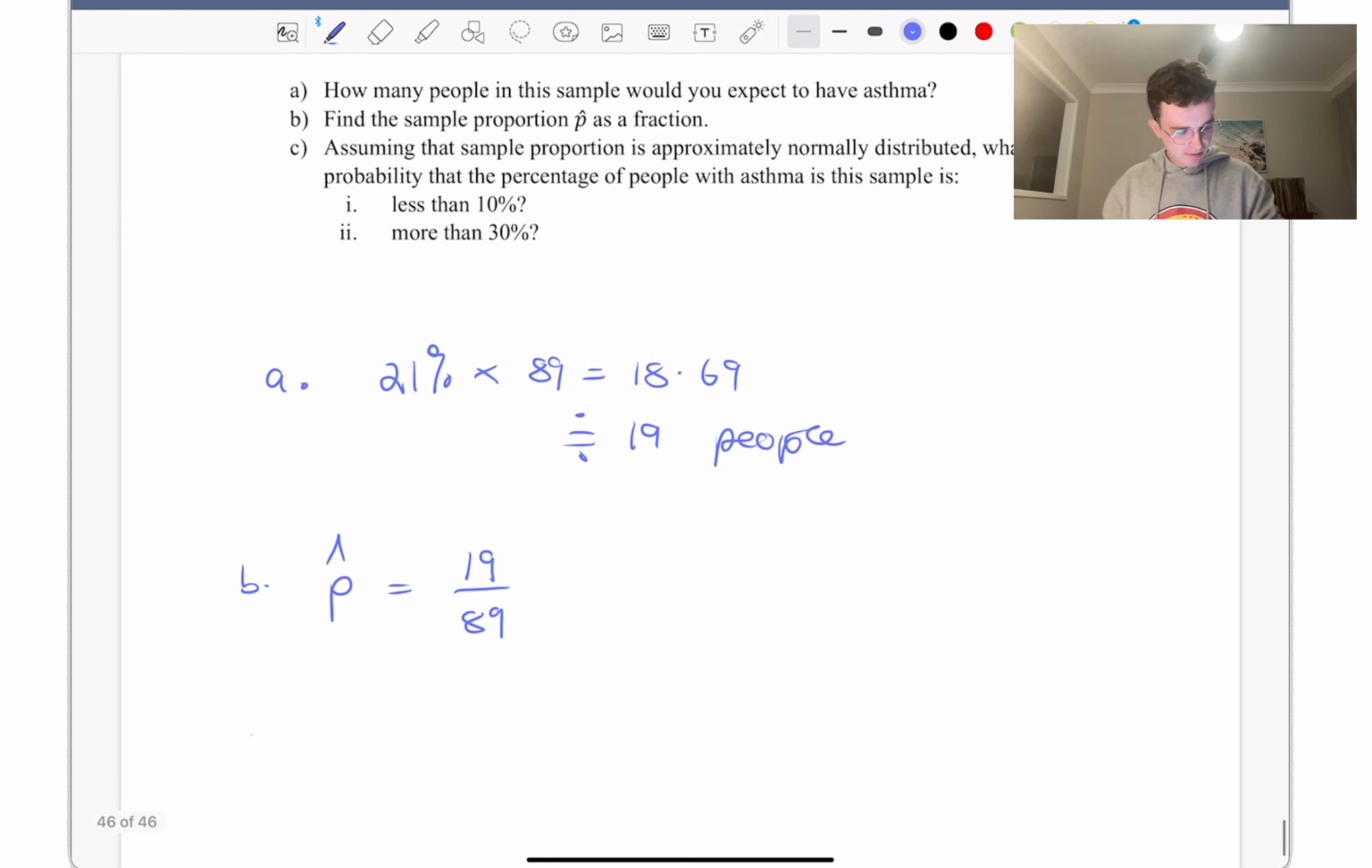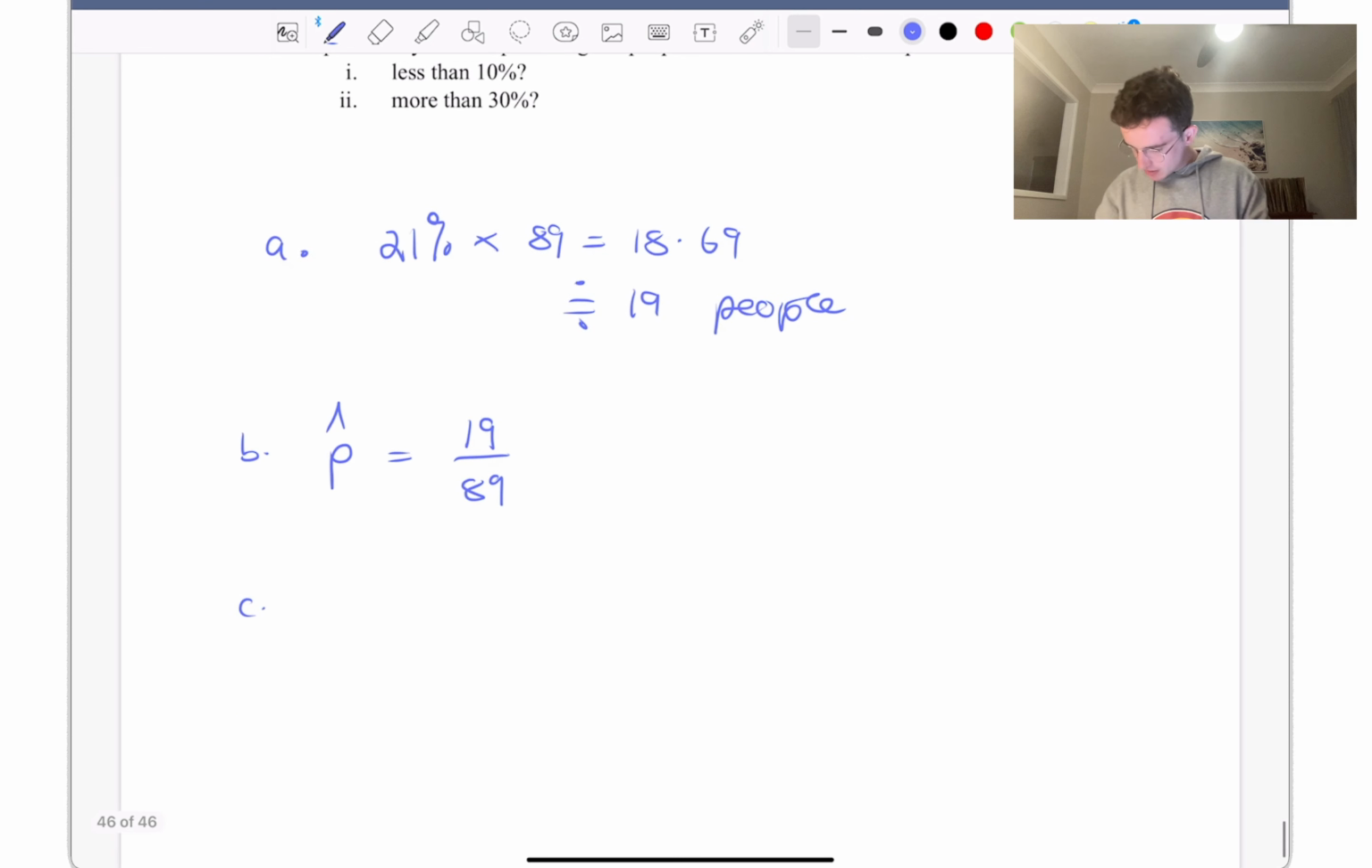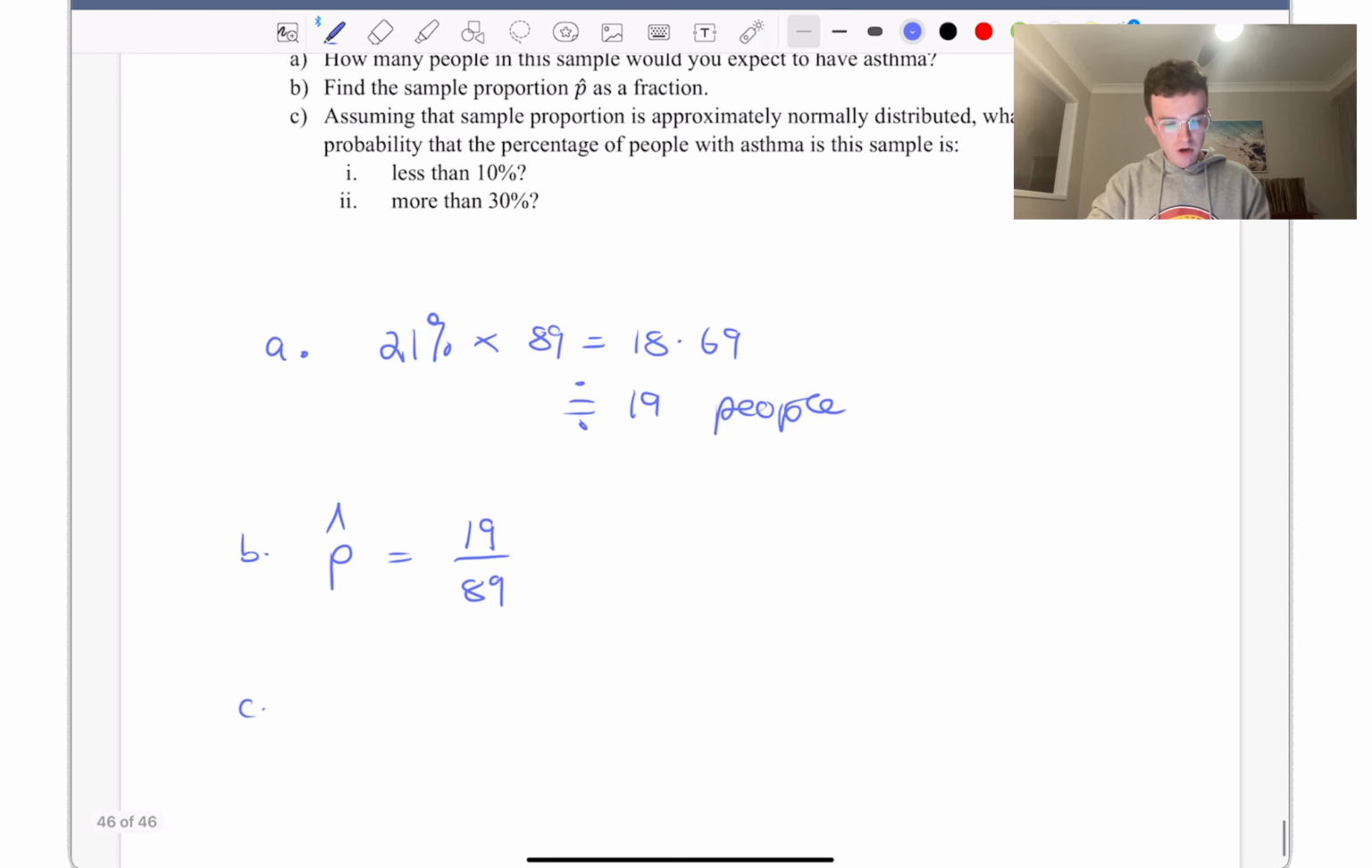And part C, where it gets fun, assuming that the sample proportion is approximately normal, and that means the sample is big enough, what is the probability that the percentage of people will be less than 10%? Okay, we're doing some Z scores here and we want less than 10%. When we approximate a binomial variable to a normal distribution, we need to know its mean and standard deviation. So the mean is going to be 21%. So 21% of people have asthma, 0.21.